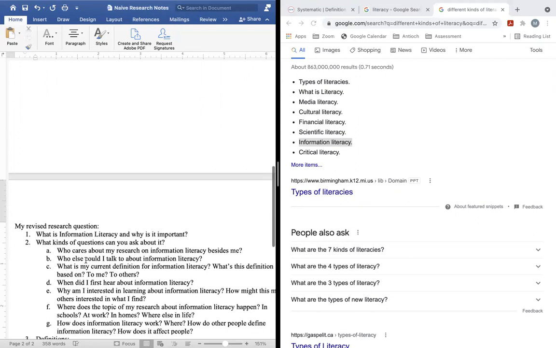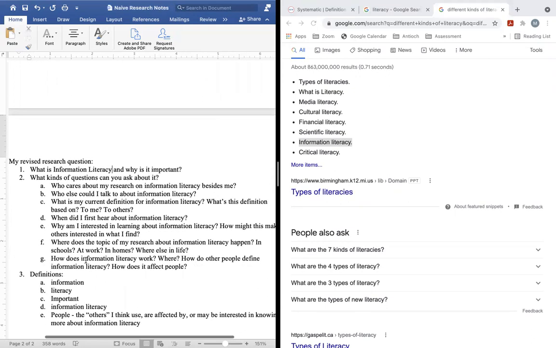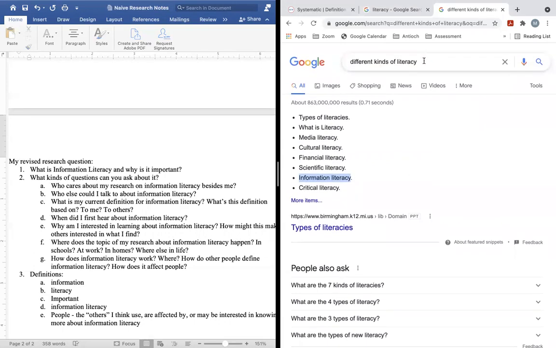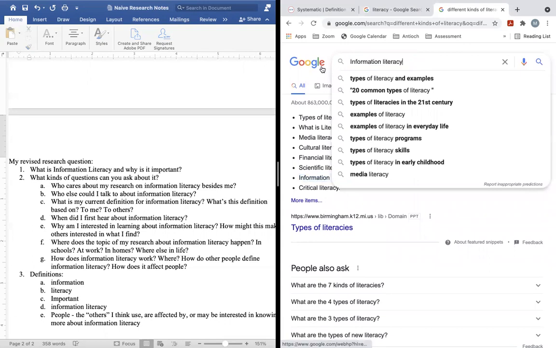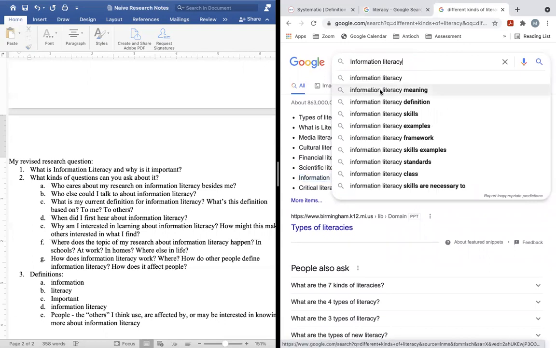And so one of the things I know I'm going to need to do is define these terms. So I definitely just want to look up, okay, so what is information literacy? I just want to do a naive search, just type that in and see what I get, because I just want a basic idea: information literacy meaning, definition, skills, examples.